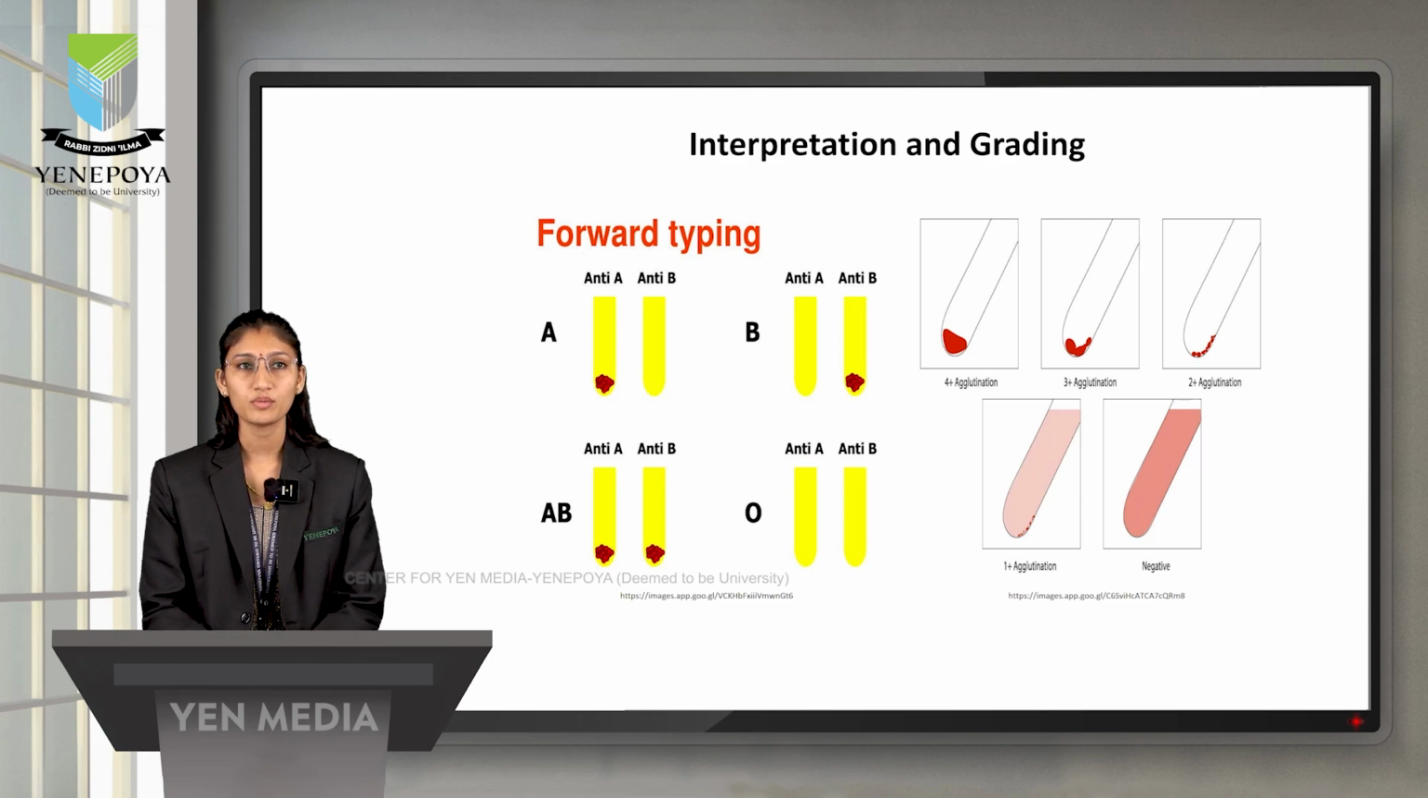In the A tube, if we see agglutination with anti-A, it is called the A group, and if there is agglutination in the B tube, then it is B group. If there is agglutination in both A and B tubes, then it is AB. If there is no agglutination in both tubes, it is O. Depending upon the reaction or the agglutination present, we can also grade it as 4+, 3+, 2+, 1+ respectively.